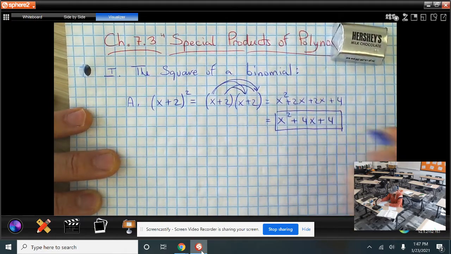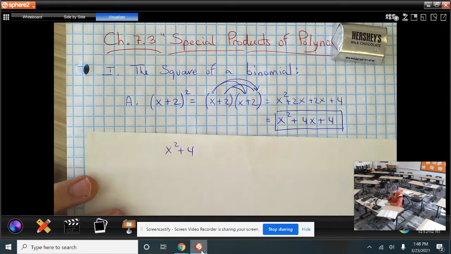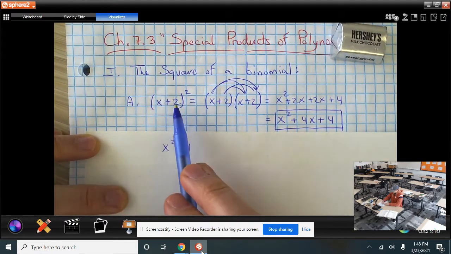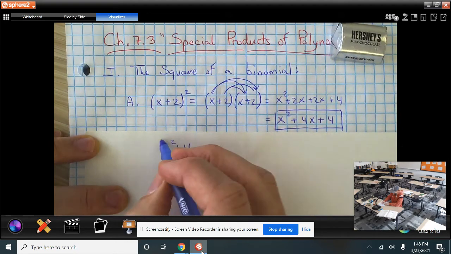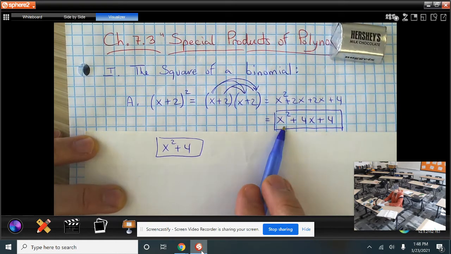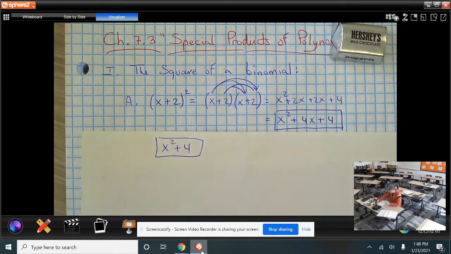Okay? So be very careful not to make that mistake. It's a very common mistake. I see students do it all the time. What they do is they just simply think, oh, the x is being squared, so it's x squared, and the 2 is being squared, so it's 2 squared, and they end up getting x squared plus 4. But that is not the correct answer. The correct answer is x squared plus 4x plus 4. So please don't do that.